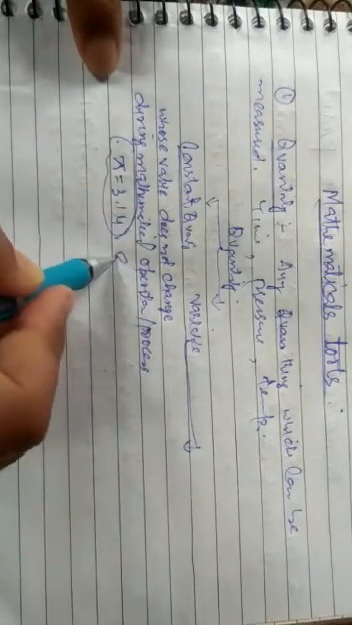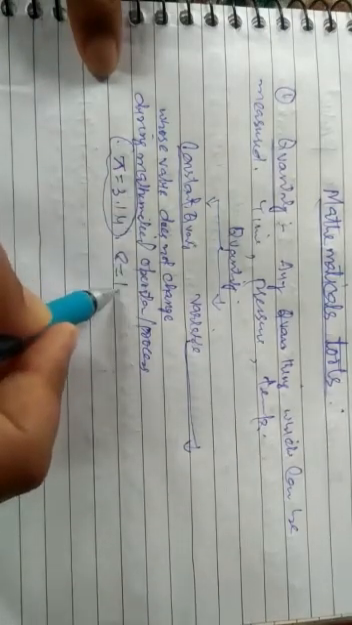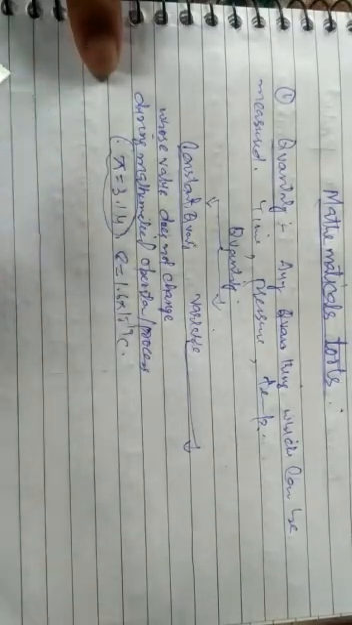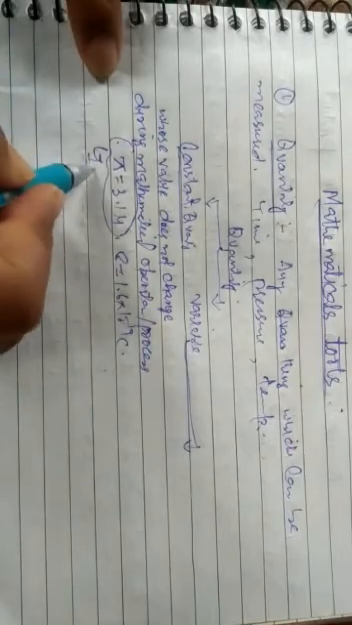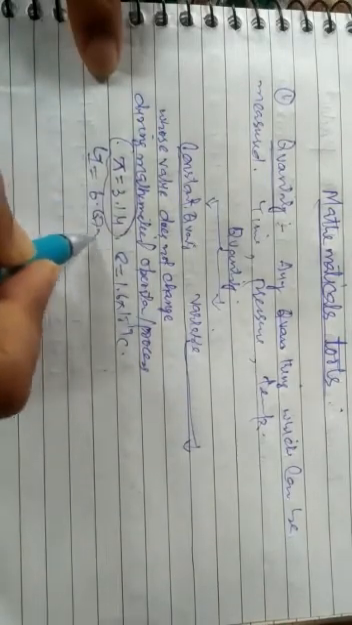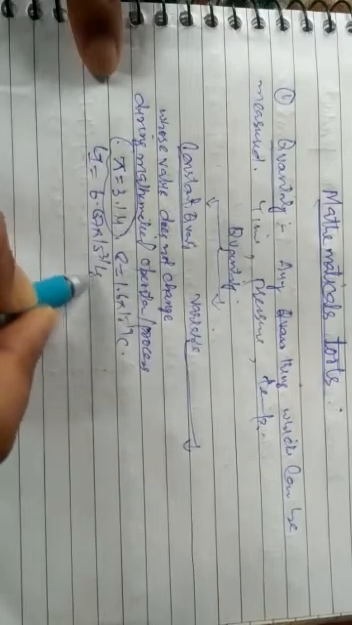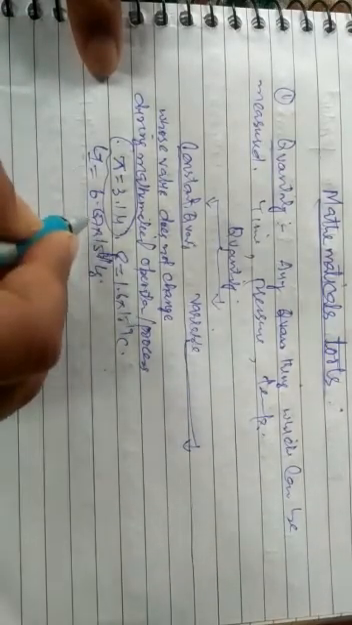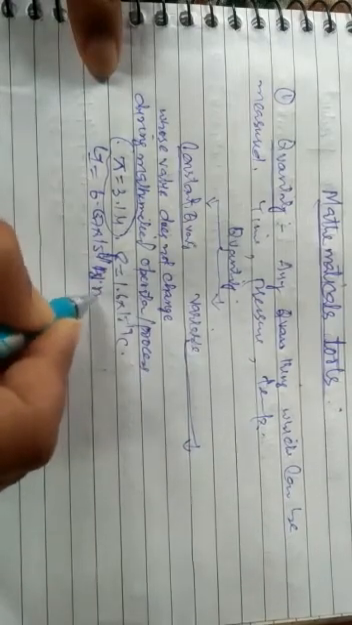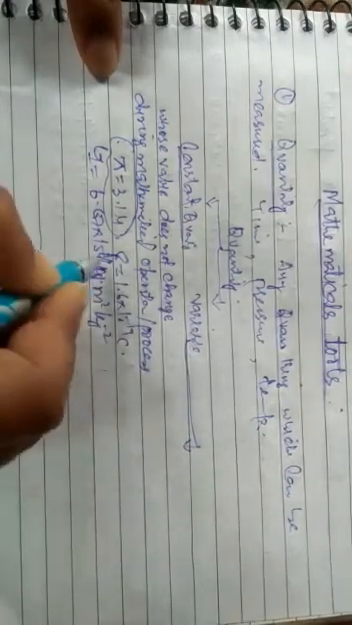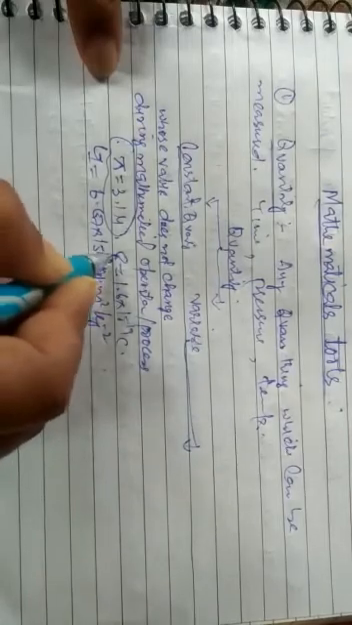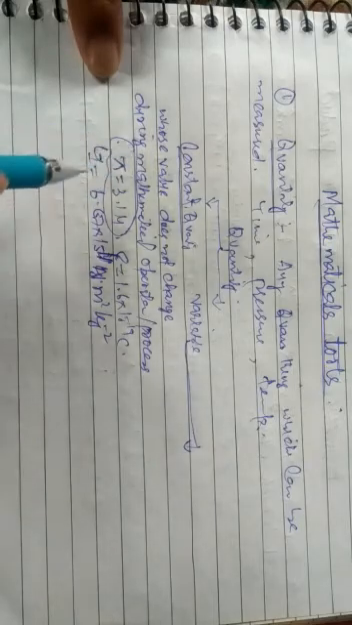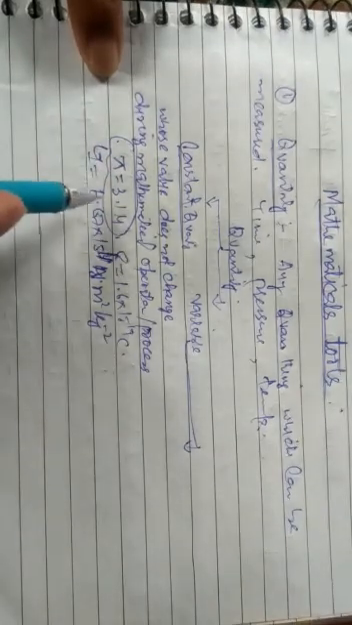Or e, the charge of electron, 1.6 into 10 to the power minus 19 coulomb. These are called absolute constants. Yeah, gravitational constant, 6.67 into 10 to the power minus 11 Newton meter square per kg square. So these things are called constant things.